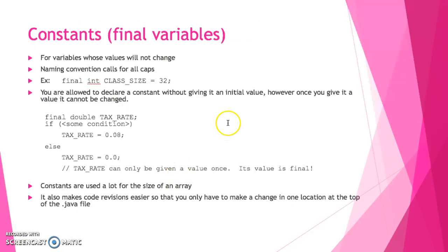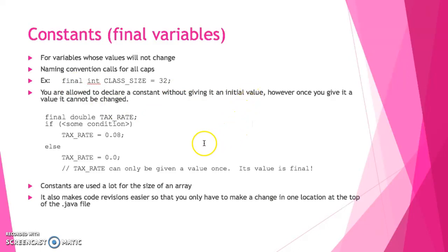Constants are final variables. These are variables whose values will never change, and naming convention tells us to put them in all caps. We use the keyword final to tell the compiler that we are creating a constant, and it's possible that we can create a constant without giving it an initial value. However, once we give this constant a value, the value can't be changed.